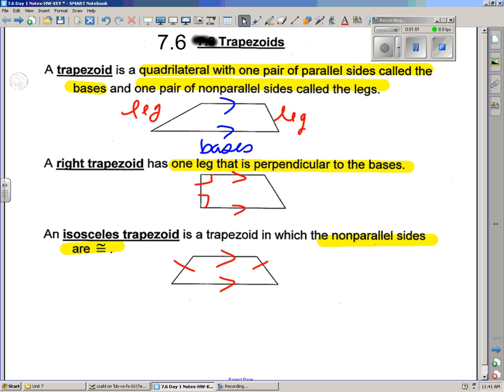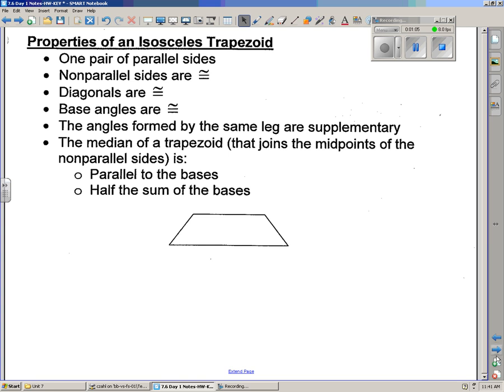So there's a whole bunch of properties of isosceles trapezoids that you probably know already, but let's refresh your memory in case you don't. So properties, and these are only isosceles trapezoids that we're talking about. We know already there's one pair of parallel sides. The non-parallel sides are congruent. Diagonals happen to be congruent also.